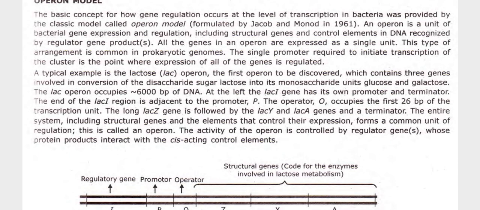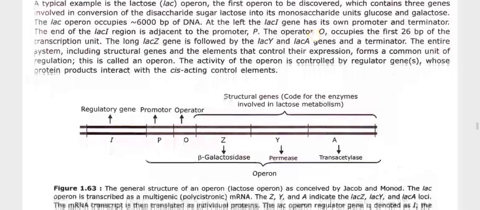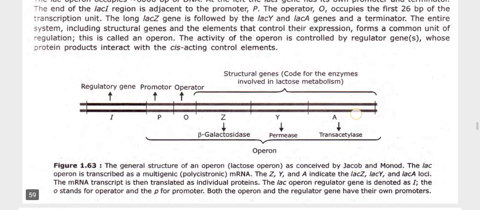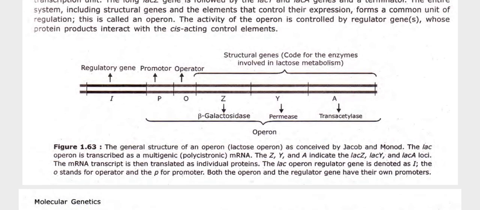So the activity of the operon is controlled by regulator genes whose protein products interact with the cis-acting control elements. Here we could see a picture which depicts the general structure of an operon, the lactose operon, as conceived by Jacob and Monod. The lac operon is transcribed as a multigenic or polycistronic mRNA. The Z, Y, and A indicate the LACZ, LACY, and LACA loci. The mRNA transcript is translated as individual proteins.